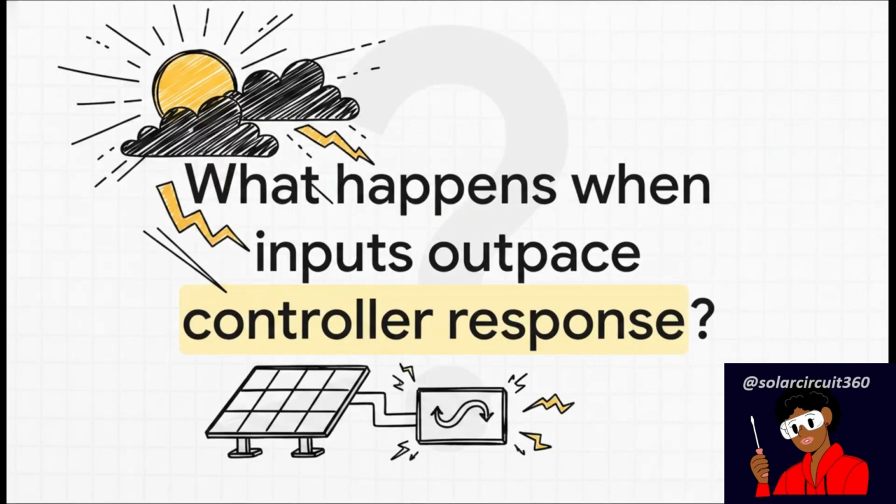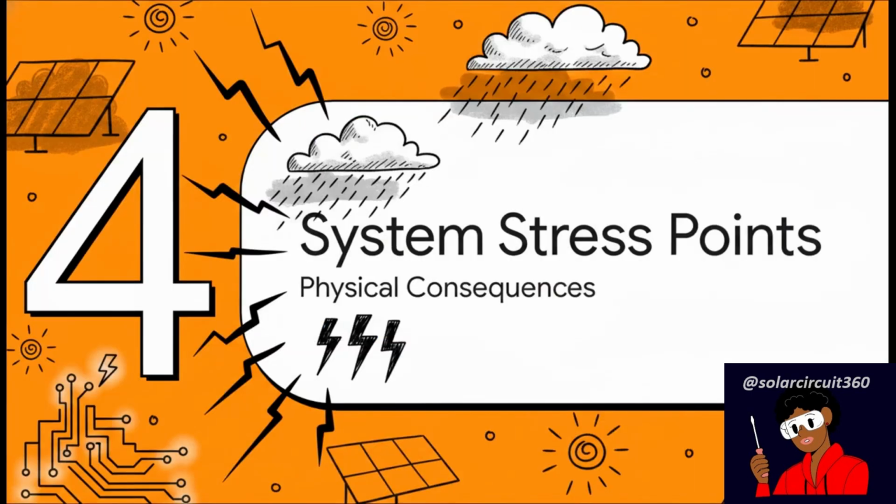So that begs a fascinating and frankly critical question. What happens when the environmental input changes faster than the controller's loop response time? What kind of dangerous temporary mismatch is occurring inside your own hardware during that fraction of a second? Let's get into Section 4, invisible system stress points, and the actual physical consequences.